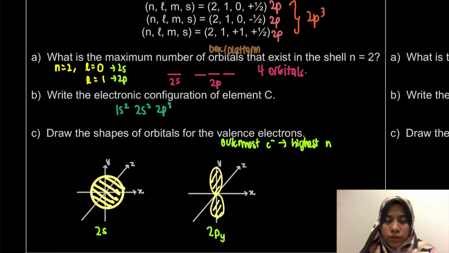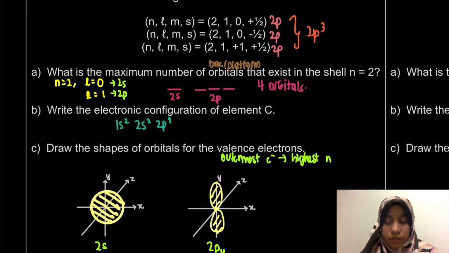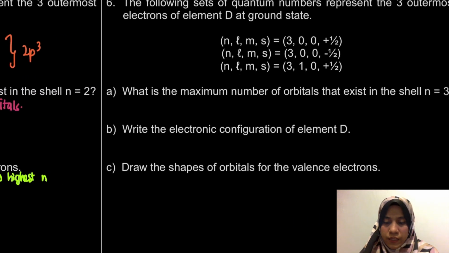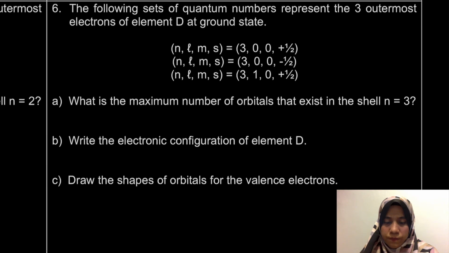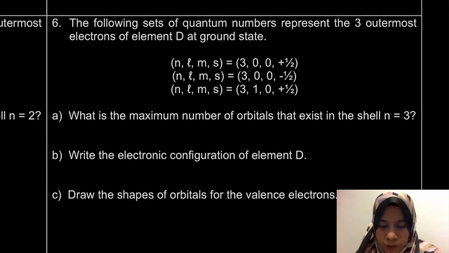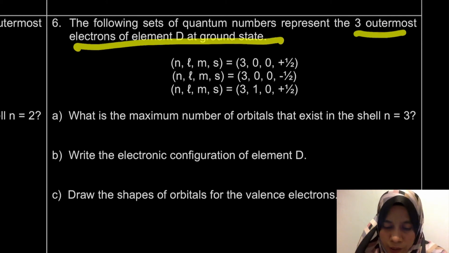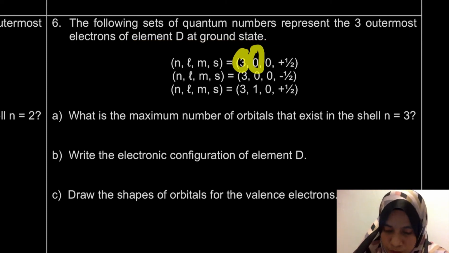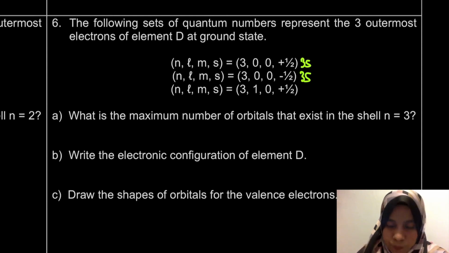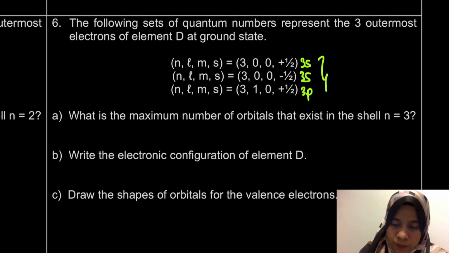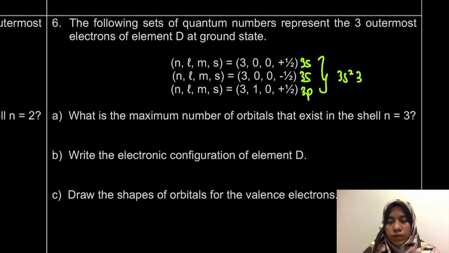Okay, so question number 5C. Question number 6, this one is quite short, which is the first one. The following sets of quantum numbers represent the 3 outermost electrons of element D. So when n equals 3, L equals 0, it means 3s. This one is also 3s because L equals 0. But this time, n equals 3, L equals 1, so here is actually 3p. So what it means is the outermost electrons are 3s2, 3p1.